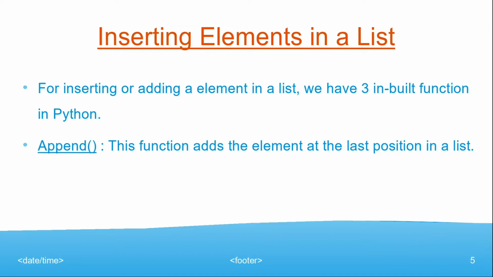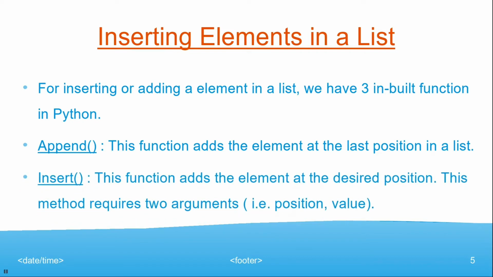For that, we have another function called the insert function. This function adds the element at our desired position. It requires two arguments: the position at which you want to add and the value which you want to add. As you notice, both of these functions have one common disadvantage: we can only add a single value in both functions.